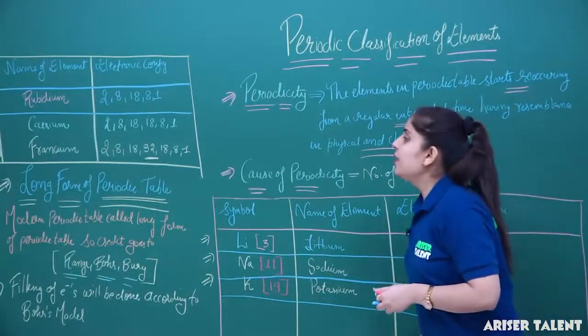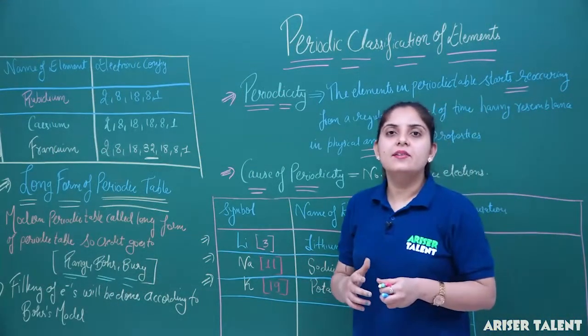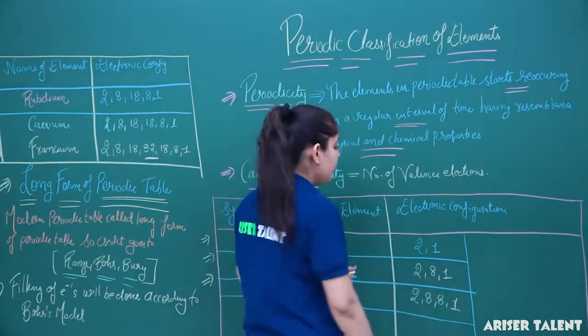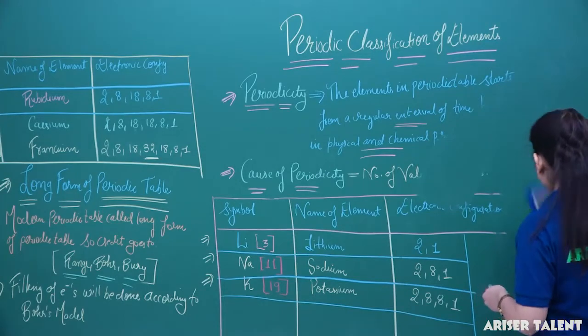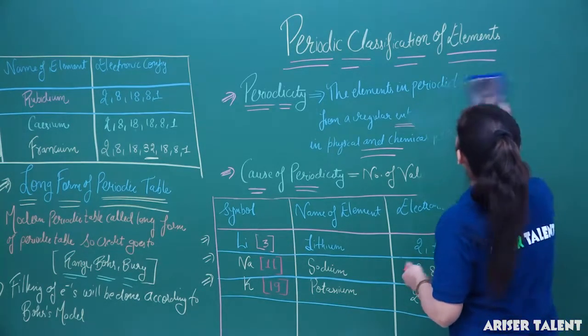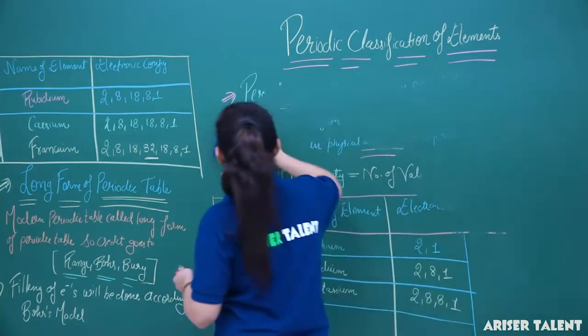So let us start now with the characteristics of the groups and periods in the periodic table. Now the modern periodic table is starting. So these are some of the basics about the modern periodic table that we have discussed here.